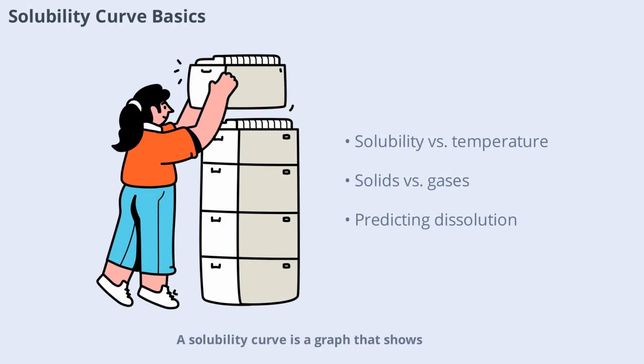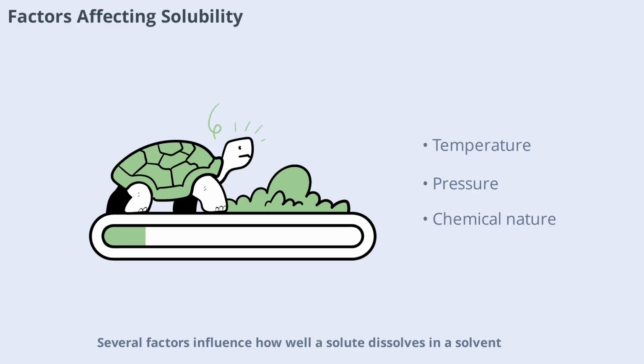A solubility curve is a graph that shows how the solubility of a substance changes with temperature. Typically, as temperature increases, most solids become more soluble in liquids. However, gases often become less soluble as temperature rises. These curves help chemists predict how much of a substance will dissolve under different conditions, which is crucial for many industrial and laboratory processes. Several factors influence how well a solute dissolves in a solvent.